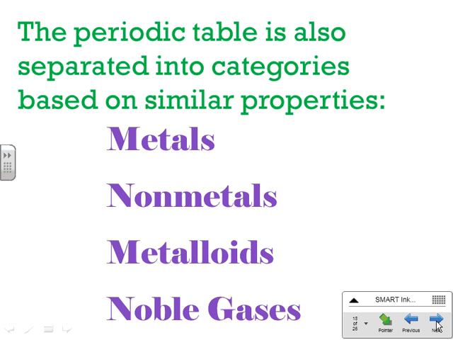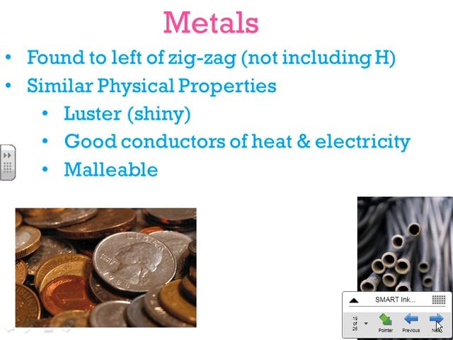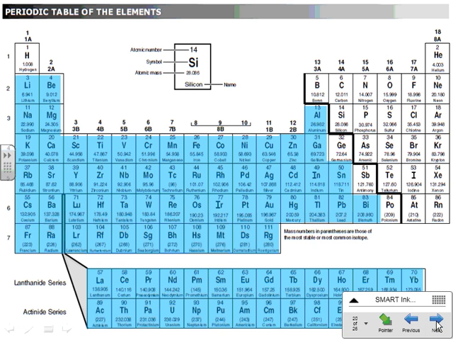The periodic table is also separated into categories based on similar properties. We have metals, nonmetals, metalloids, and noble gases. Our metals are found to the left of the zigzag line. Their physical properties include luster, meaning they're shiny, they're good conductors of heat and electricity, and they're malleable. Our metals are shaded in blue on this periodic table.